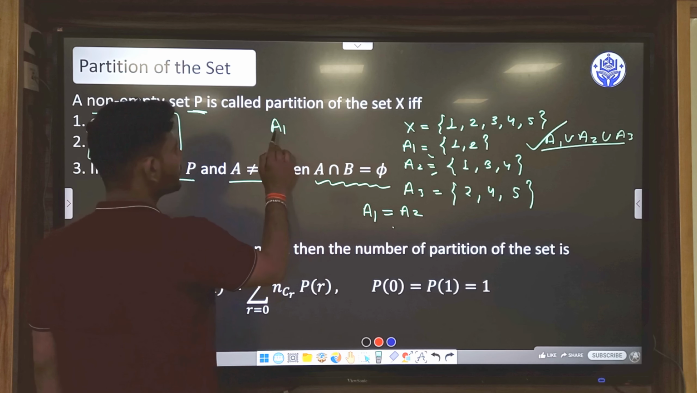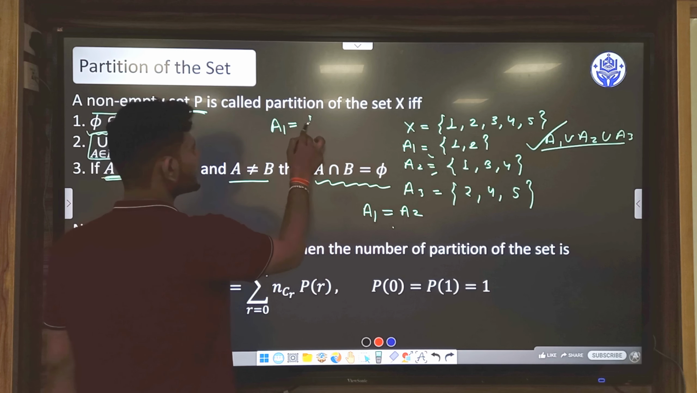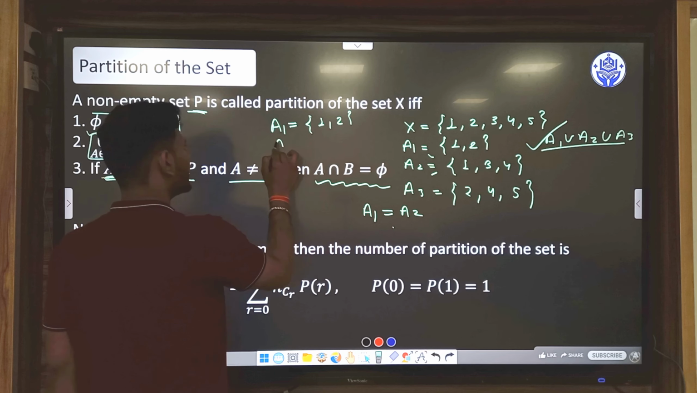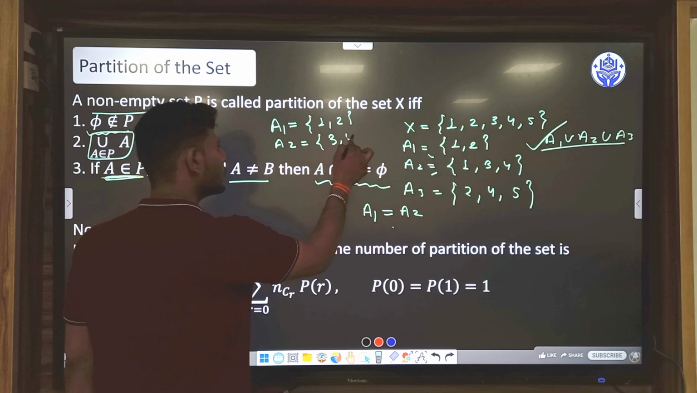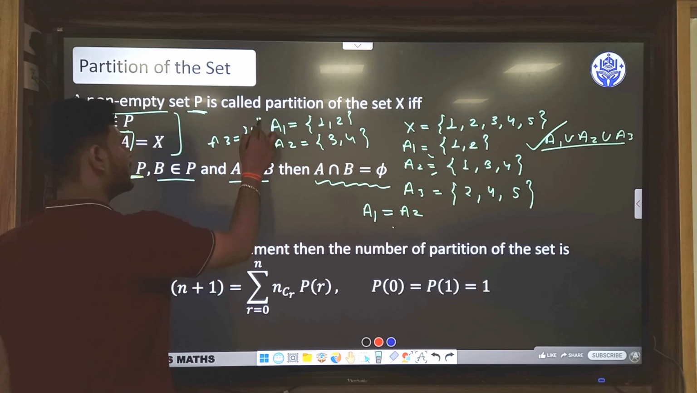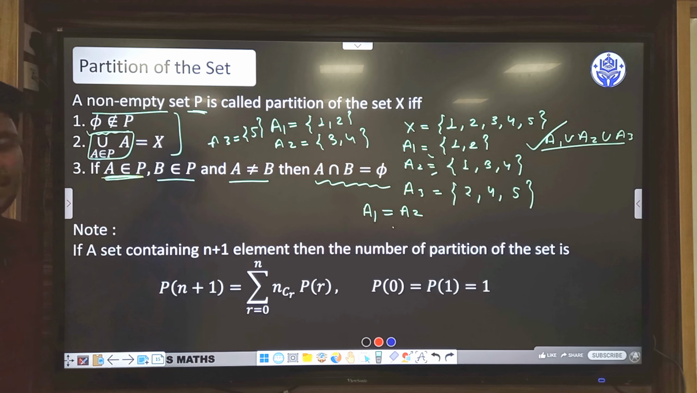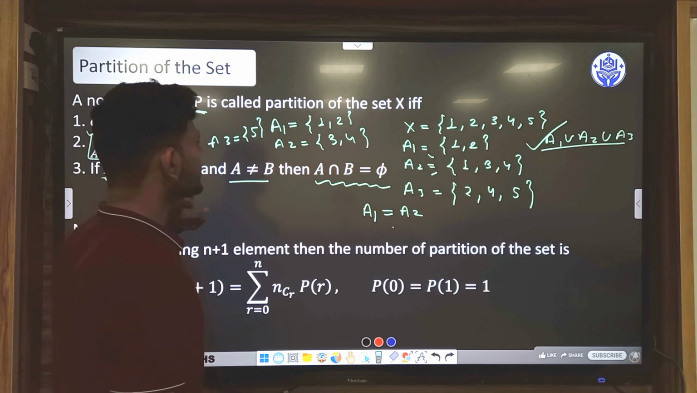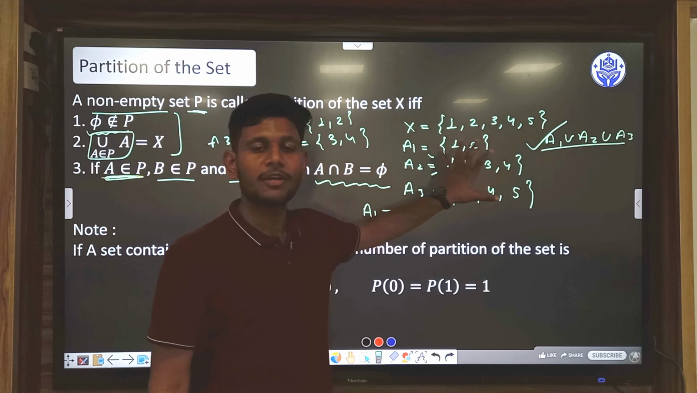So a partition for this is nothing but A1, which is {1, 2}, A2, which is {3, 4}, and let's say A3, that is {5}. Now these A1, A2, A3 are a partition. According to these two results, it looks like a partition, but it is not exactly the partition.